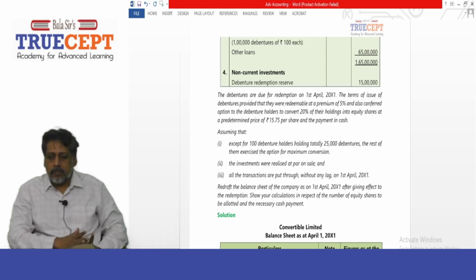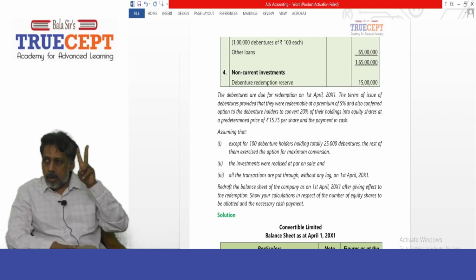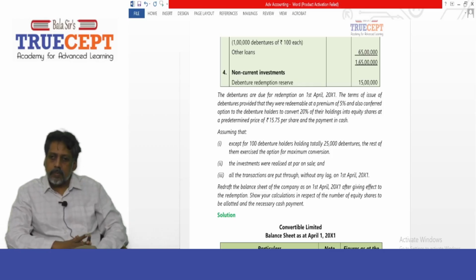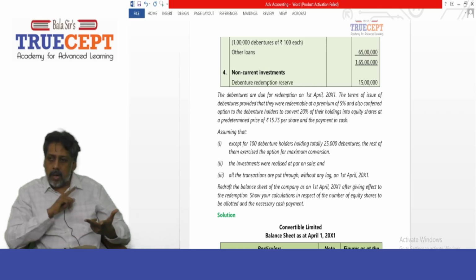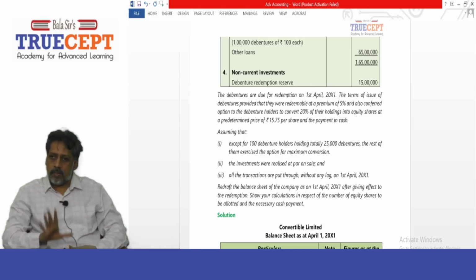Next. Number 2, the 20% is given in the question. Only 20% of the debentures are convertible. Next. The investments were realized at par on sale. That means the debenture redemption investment of 15 lakh rupees is sold at book value. No profit, no loss.